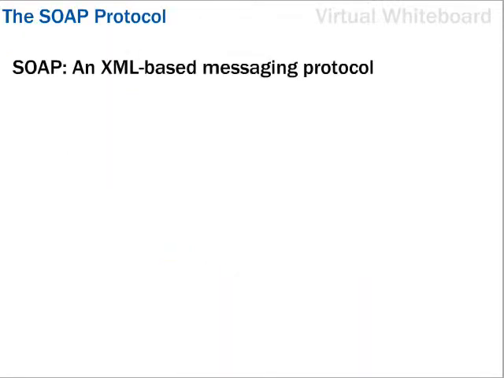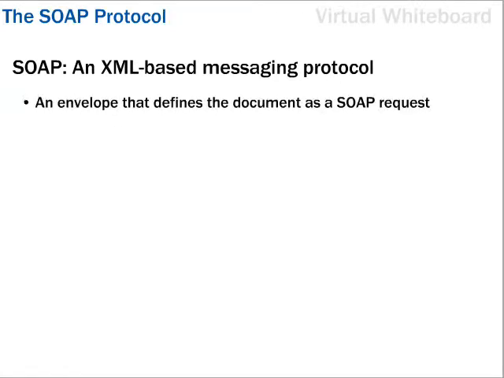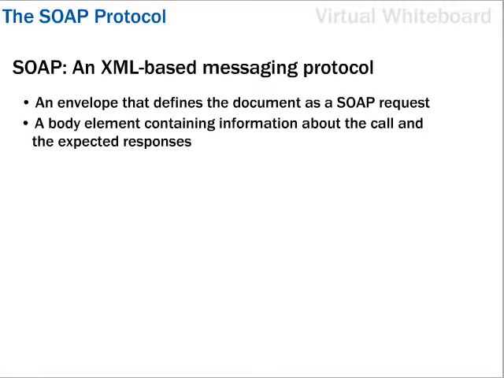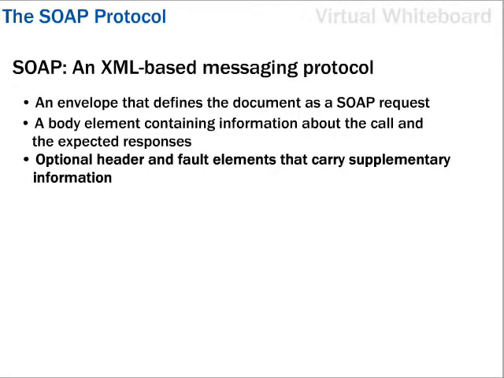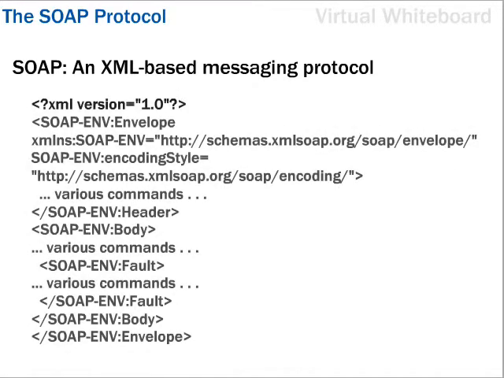SOAP is an XML-based messaging protocol. A SOAP request is an XML document with these main constituents: an envelope that defines the document as a SOAP request, a body element containing information about the call and the expected responses, and optional header and fault elements that carry supplementary information. Let's look at a skeleton SOAP request.